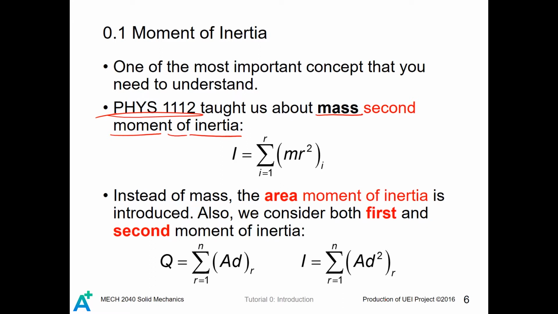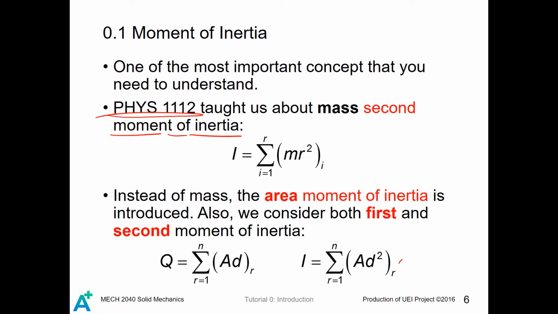Next, how about area moment of inertia? Because in the physics course we have learned about the mass moment of inertia. That means you multiply the mass with the distance squared, right? But in this course we don't care about the mass moment of inertia. Instead, we will focus on the area moment of inertia. That is, we don't multiply the mass with the r squared or the distance squared. Instead, I multiply the area.